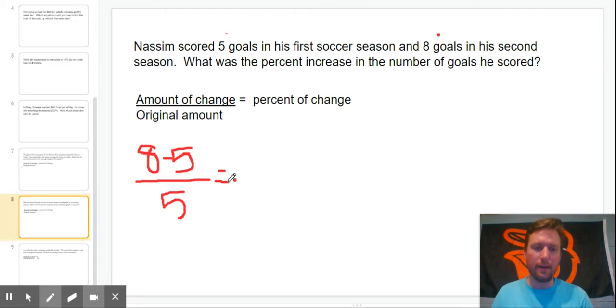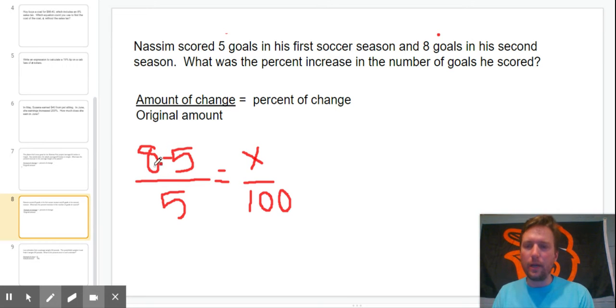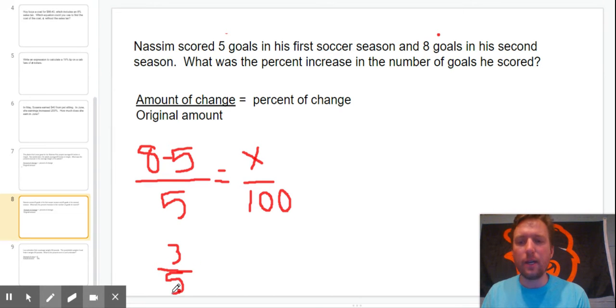We talked about it at the end of the week, but percents have to do with numbers out of 100. So I'm going to have X, that's going to be a variable. I don't know what the percent of change is, but I do know that it's going to be over 100, because percents are out of 100. Now, I'm looking at this. 8 minus 5 would give me 3. So I have 3 over 5 equals X over 100.